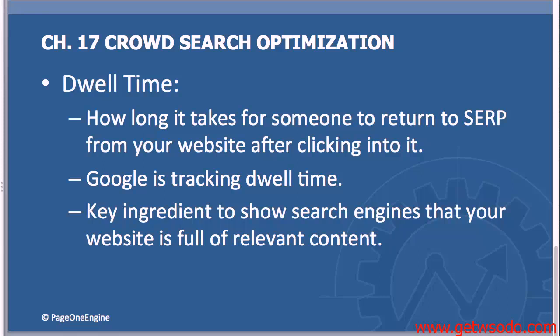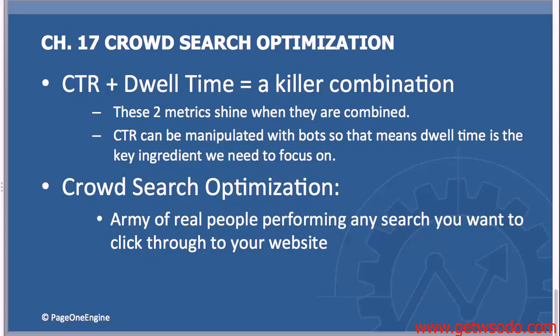Okay, let's talk about dwell time. This measures how long it takes for someone to return to the search engine after clicking a result in the SERP. We know Google is tracking dwell time because they used to give you an option back in the day to block certain websites in the Webmaster Tools if your dwell time for a specific website was significantly low. This option is no longer available, but we know Google is tracking dwell time and using it in the SERPs. Dwell time is a key ingredient to show the search engines that your website is full of relevant content. It's important that we take a look at this while we're trying to rank our websites.